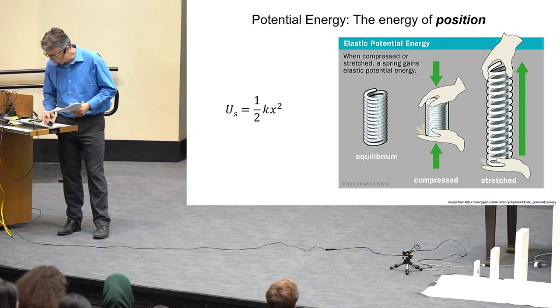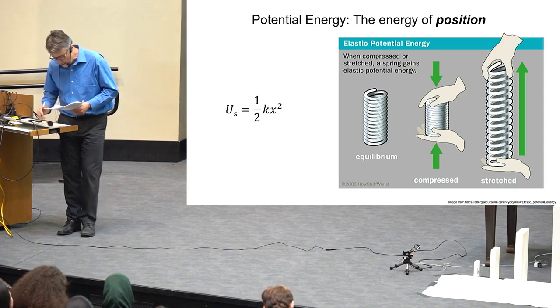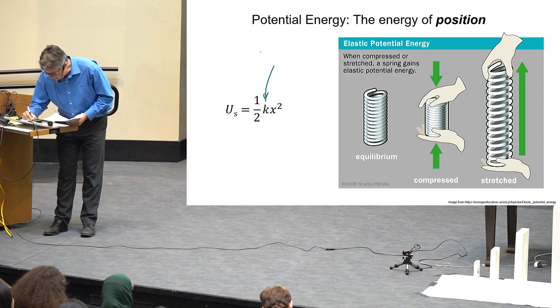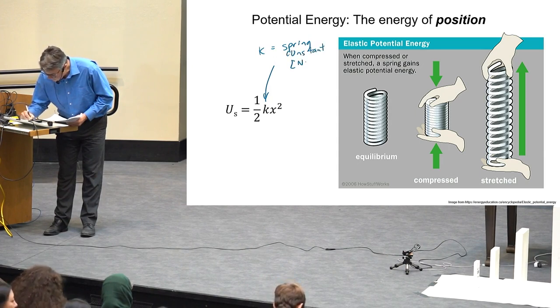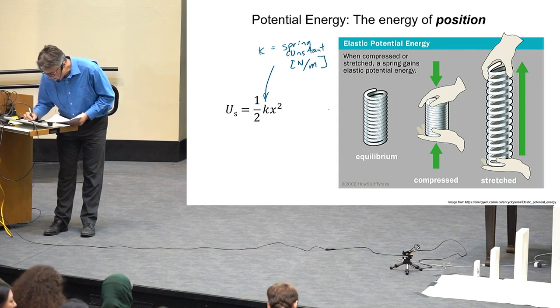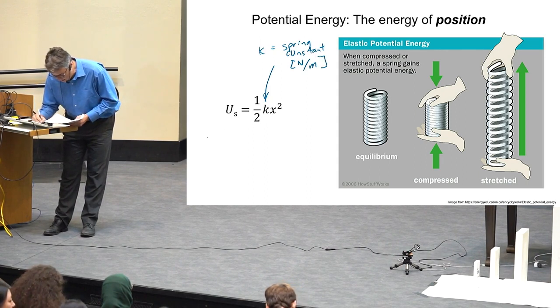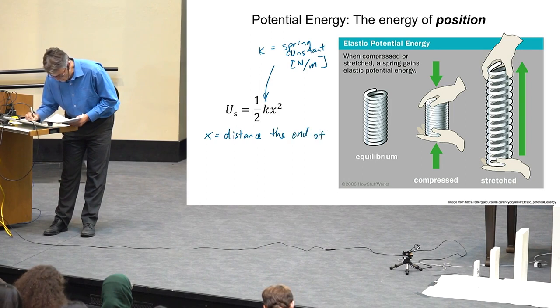There's another potential energy called the elastic potential energy, 1/2 k x squared, where k is a spring constant. So if something's attached to a spring with some spring constant in newtons per meter, and you stretch or compress the spring, then you can have some potential energy stored in the spring. x here is the distance the end of the spring is displaced from equilibrium.